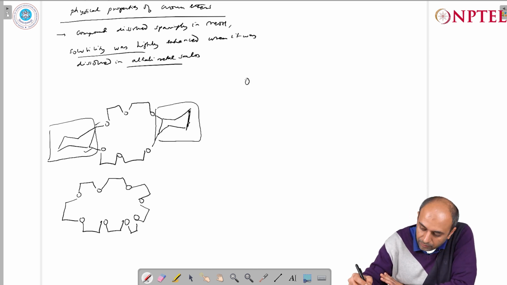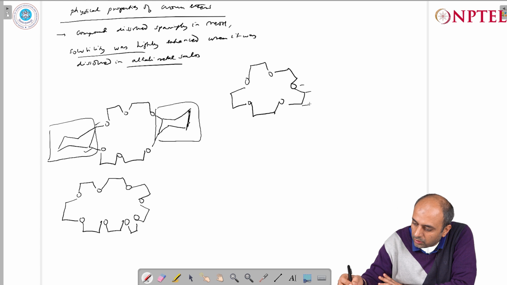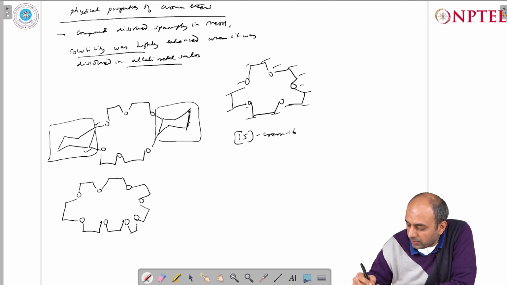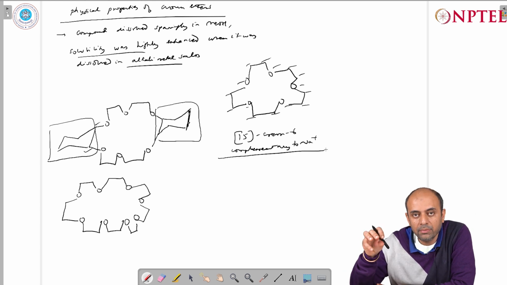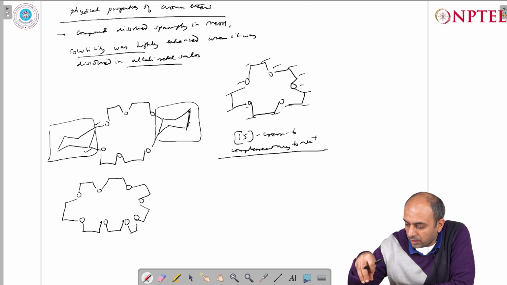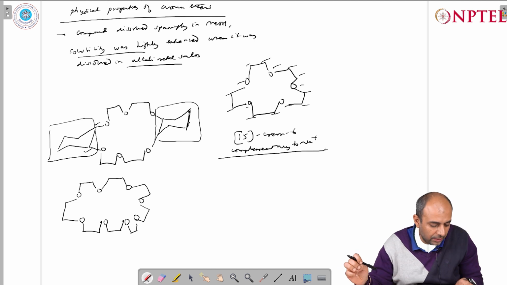And you can also make smaller sized crown ethers. For example, you can make this, so 1, 2, 3, 4, 5, 6, 7, 8, 9, 10, 11, 12, 13, 14, 15. This is the 15 membered ring, and there are 5 oxygen atoms. So this is called the 15 crown 5, and this is more complementary to the sodium cation. Sodium cation being slightly smaller in size needs a slightly smaller size void, and therefore 15 crown 5 is able to provide the same efficiently.